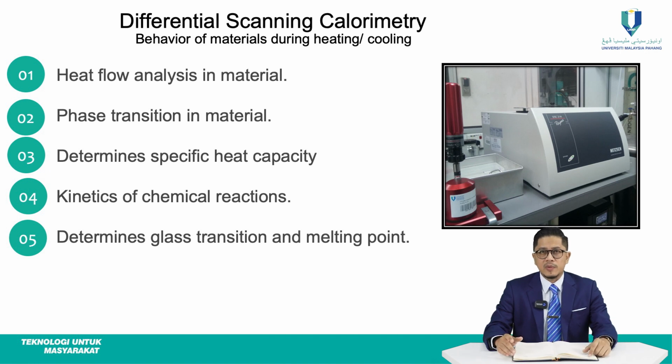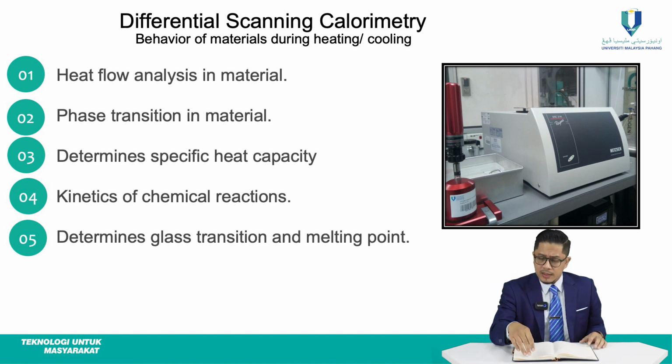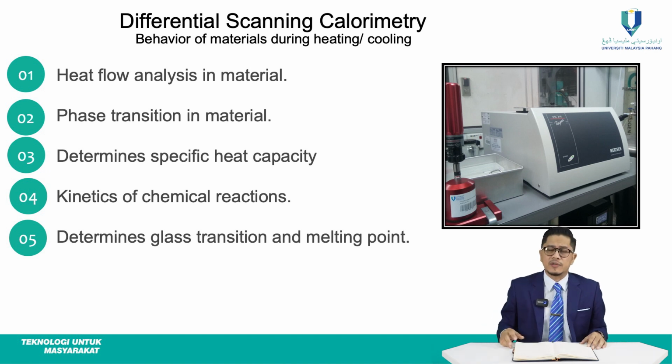DSC also can be used to determine the specific heat capacity, glass transition temperature, and melting point of a material. Furthermore, DSC can be utilized to study the kinetics of chemical reactions, polymerization, and curing processes. It is a widely used technique in various fields, including material science, chemistry, and pharmaceuticals.